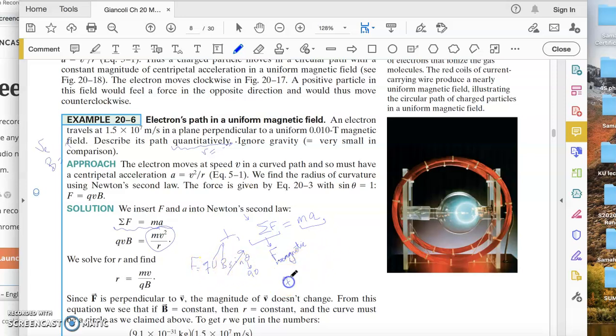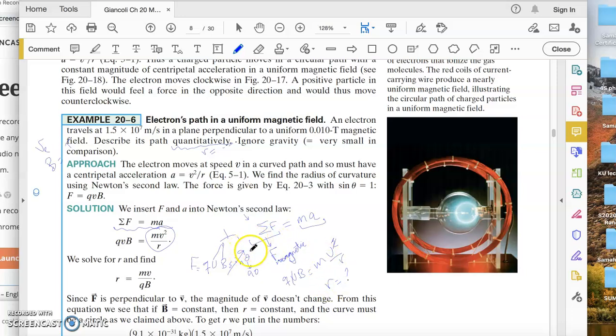So we say QVB is equal to mass times the centripetal acceleration, which is mv squared over r. One v will go with one v. All right. Q we have. B we have. The mass of the electron, we can get it. It's not a problem. And of course, if you are in the exam, it should be given to you either in the syllabus or in the question itself. And the velocity he gave us. The only missing thing here is r.